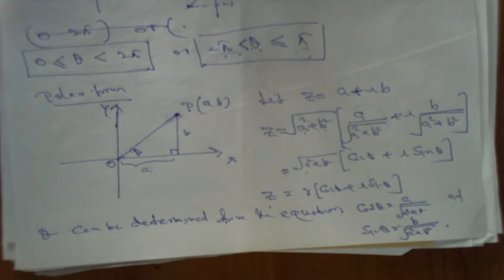120. 90 plus 30, sir, 120. Cos 120, cos 2 pi by 3 is minus half. Sin 120 is root 3 by 2. Right?